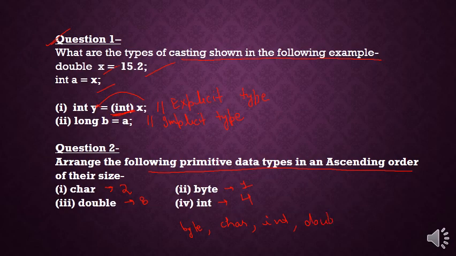So children, in your classwork copy, write down the definition of the typecasting, the types of the typecasting, difference between the implicit and explicit typecasting, and question number 1 and question number 2.